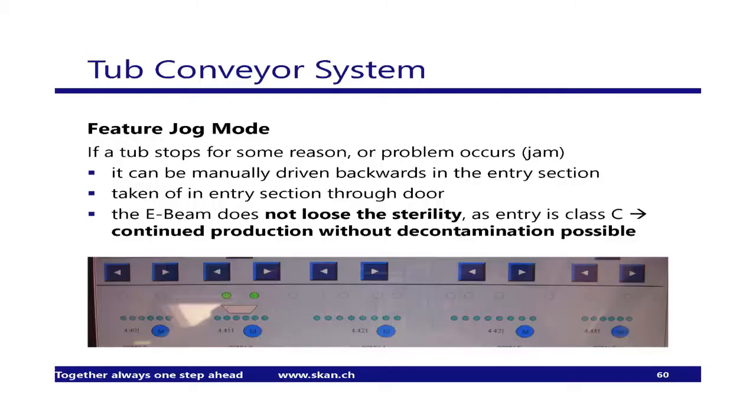So we monitor the voltage, we monitor the milliamps, we monitor the speed, and then you know it was GMP-wise correct function. Also, we have a jog mode to drive the tap manually forward and backward, and a dosimetry feature for validation. So this is a bit of the life of a tap when it goes through an E-beam.